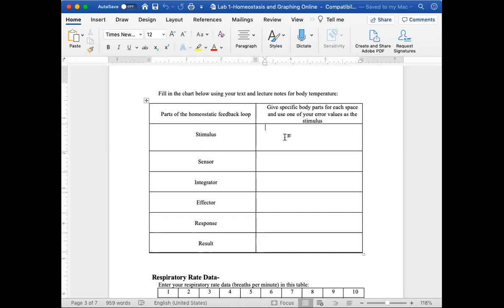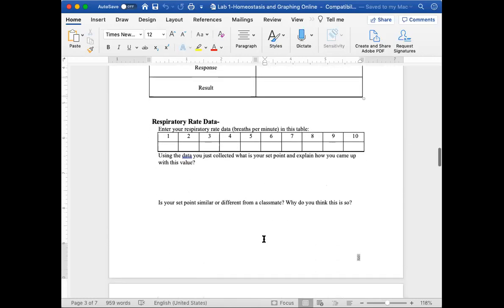For summer, the tutors may be different for fall. So this could be an increase or decrease in body temperature, and then give me the sensor. Remember, it's going to be a receptor and give a location. And then the integrator, the effector, what did the effector do and what was the result.